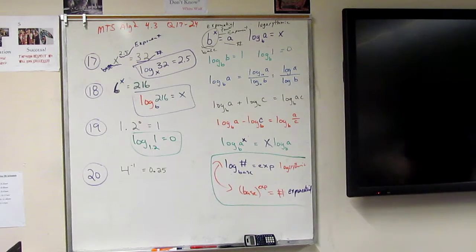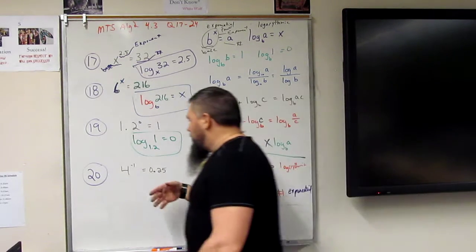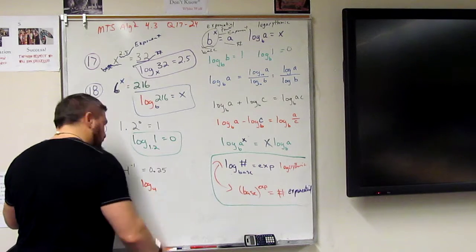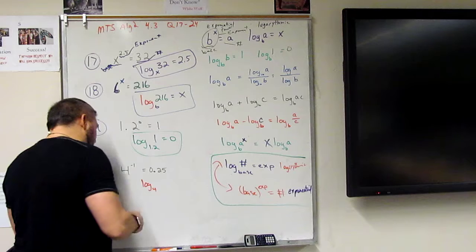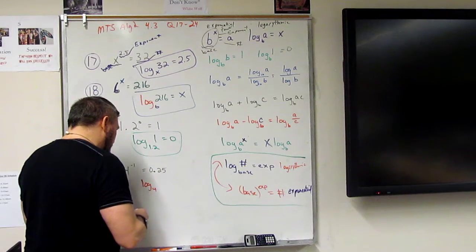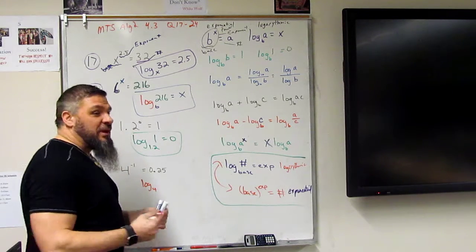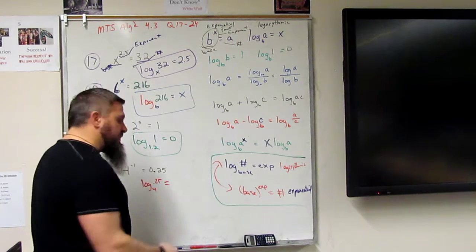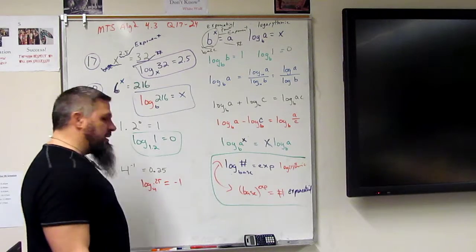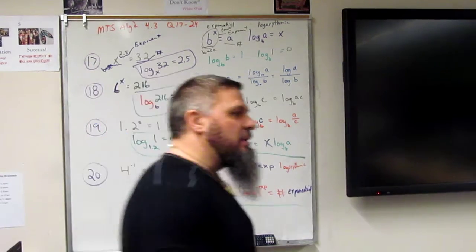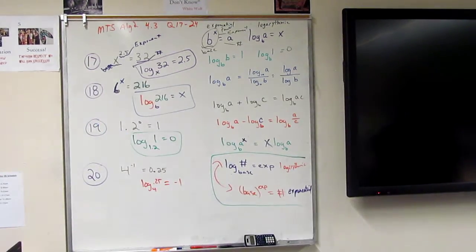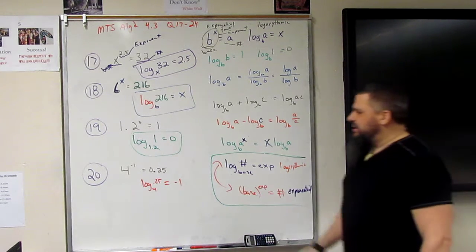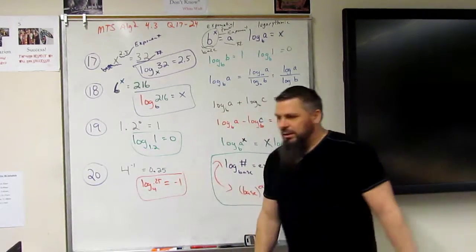All right, last one on this board. What's the base? Okay. What's the exponent? Or I'm sorry, what's the number? 0.25, and the exponent is? Okay. And we all know that 4 to the negative 1 is 1/4, right? 1/4 is 0.25, right? This is just explaining it in a different way, in a logarithmic way.